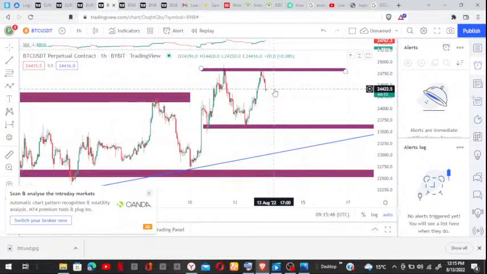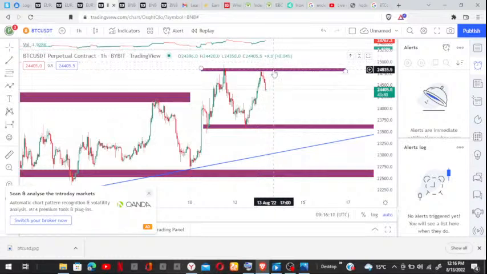Yeah, I entered the market at 24,657. I started selling at this point, if I'm not wrong, at this level over here, and so far so good. The market has been going down. I had my stop loss over here, 25,011, and the market has been dropping.